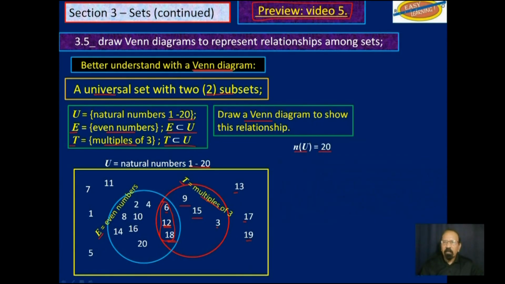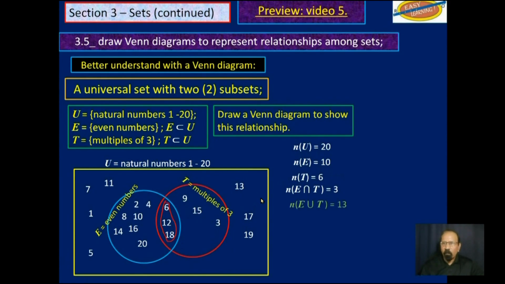So the cardinality of the universal set is 20. The cardinality of the subset E, even numbers, is 10. You can count them: 1, 2, 3, 4, 5, 6, 7, 8, 9, 10. They're all in the blue circle. The cardinality of P, multiples of 3, is 6. You can count them: 1, 2, 3, 4, 5, 6. You also know that the cardinality of E intersection T is 3. That is, these three numbers here.